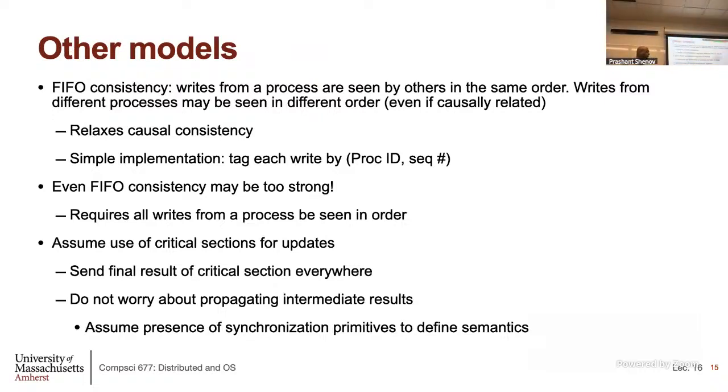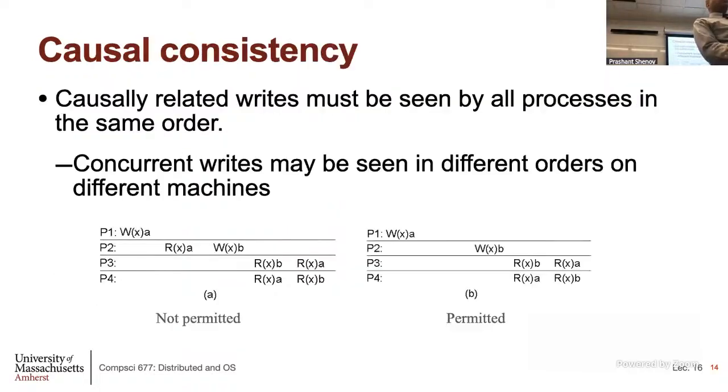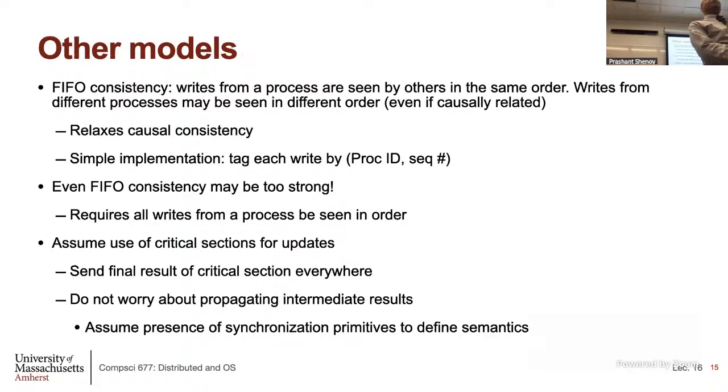There are many other models. We will not go into this. There is something called FIFO consistency that's even looser, which says writes from a process can be seen by others in the same order, but you can have writes from different processes seen in different order. Which is basically saying you don't even need to worry about causal relationships. You can see writes in different order on different machines. So it relaxes that and so on.